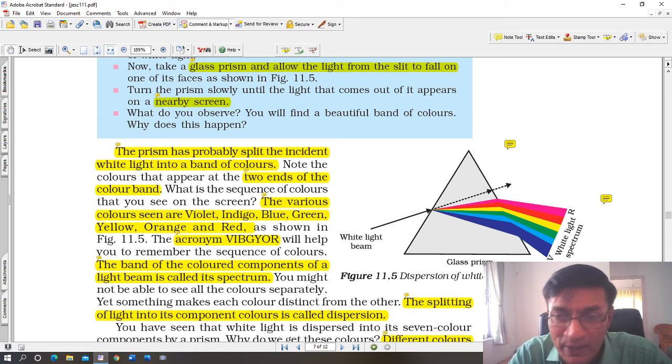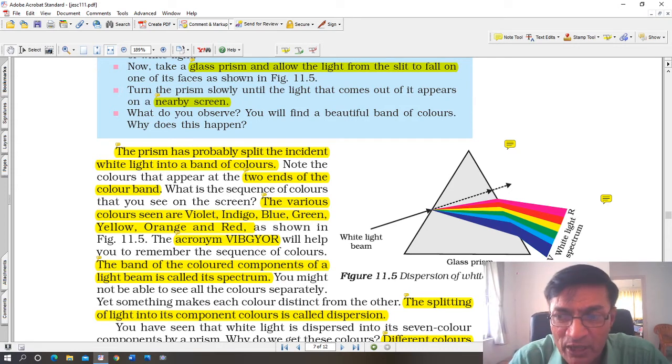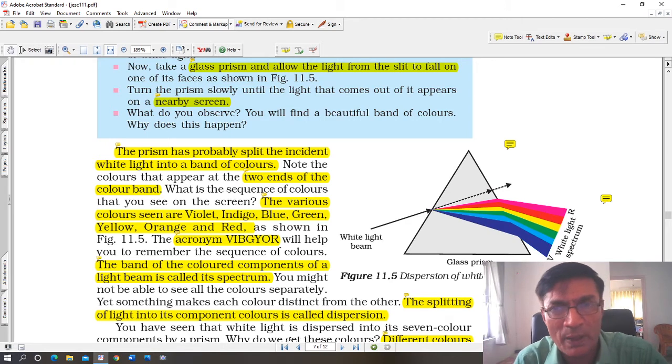So you can see the splitting of white light. The splitting of white light by a glass prism is called dispersion of white light. And those 7 bands, those 7 colors, are called the spectrum of white light. Okay, it's not really the electromagnetic spectrum, it is simply the spectrum.